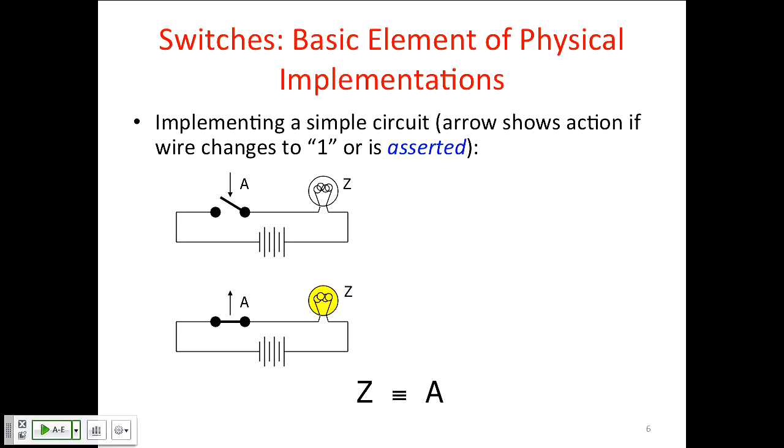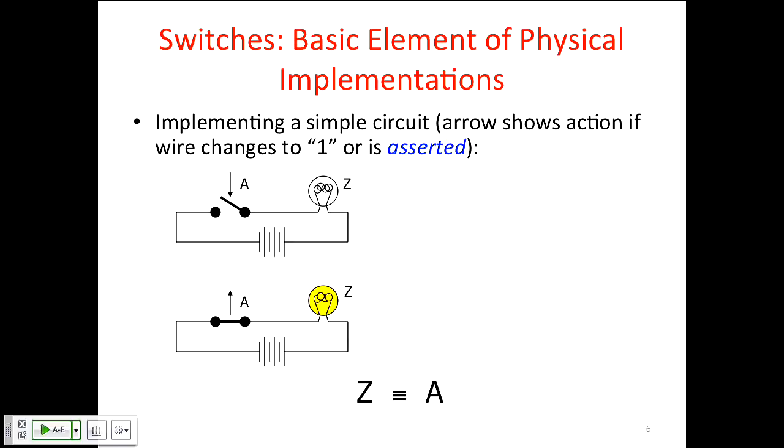So let's go through basic, hopefully high school physics on how you connect batteries and switches and light bulbs. If this is a battery here, and this is a light bulb, and this is a switch, this is showing the switch open. When the switch is open, no current can flow, so the light bulb is off. When I press the switch closed, I complete the circuit, and current can flow around this loop and light up the light bulb. So the functionality of the circuit is: when the switch is on, the light is on.